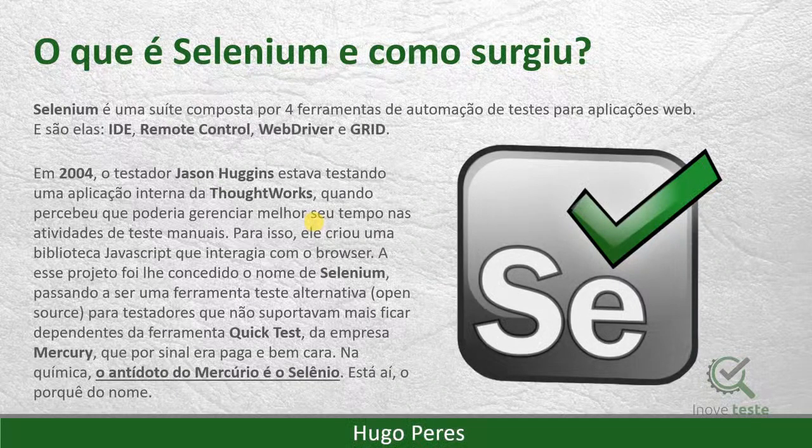Because Selenium arose for this purpose: to be better than the competing tools, mainly the one from the Mercury company, which in Portuguese means Mercury. So, Jason Huggins, in a very unusual way, put his name in there, demonstrating a certain competition. That is why it's called Selenium.